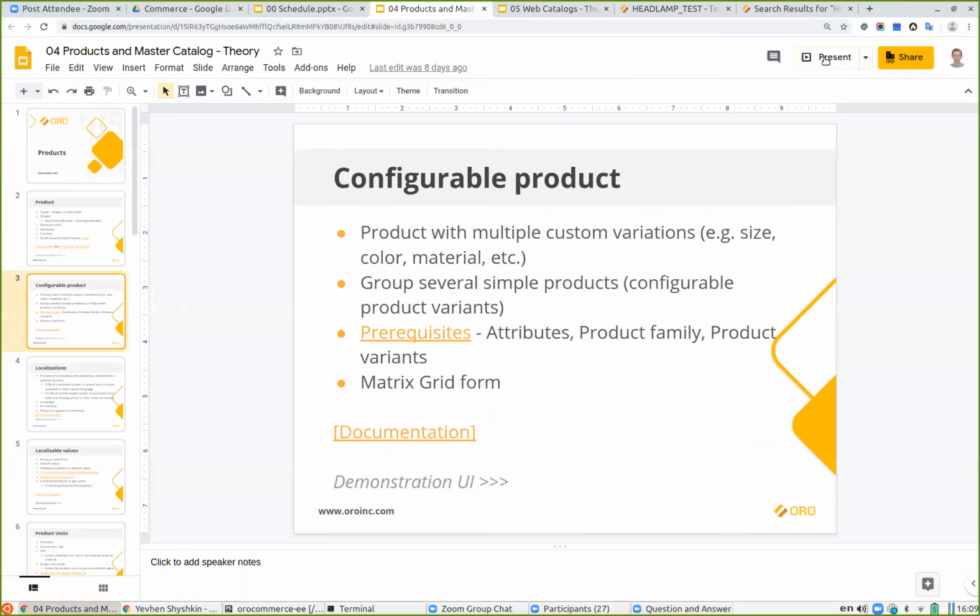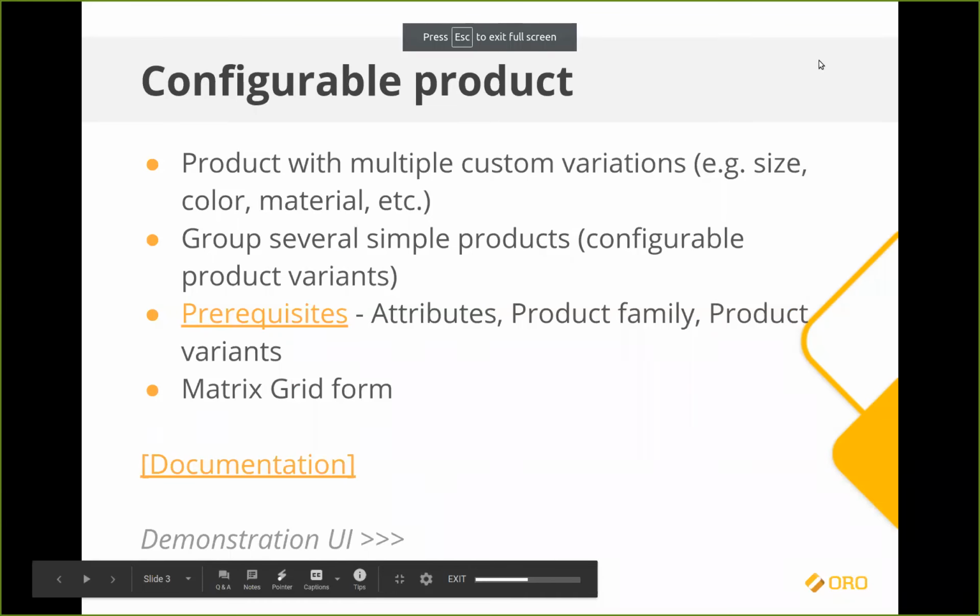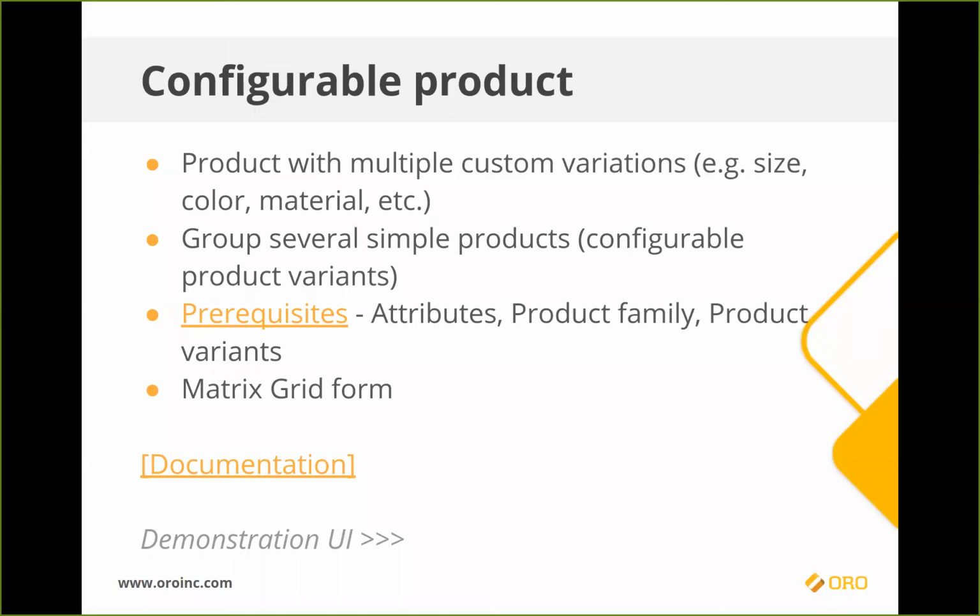And let us continue. Here we have just seen the simple product, and now we're going to check the configurable product. A configurable product is a special type of product which may consist of several simple products, which are technically called product variants or custom variations.